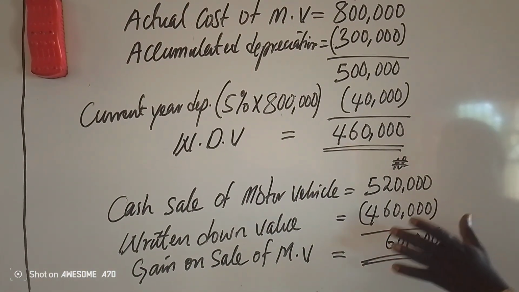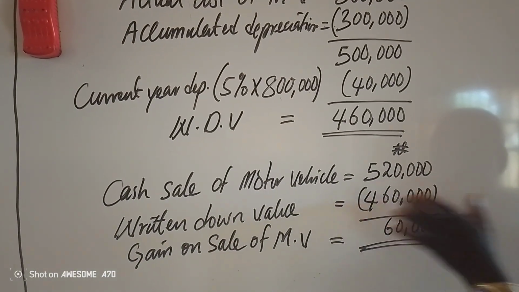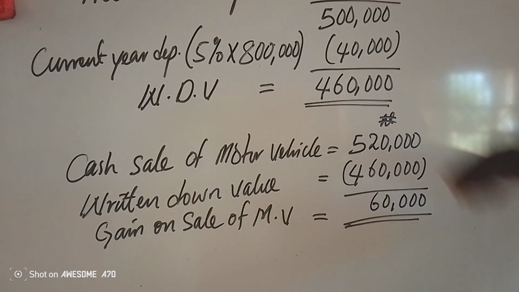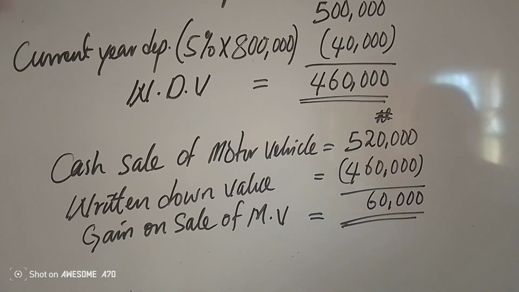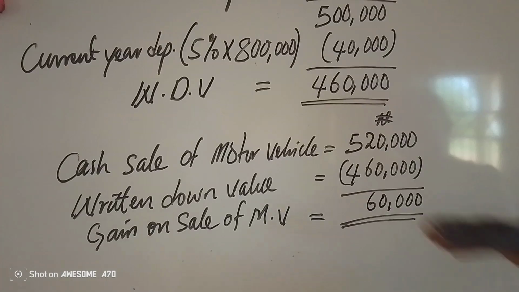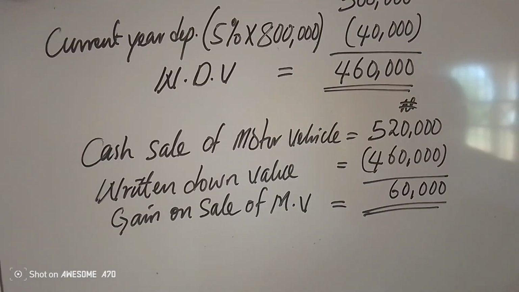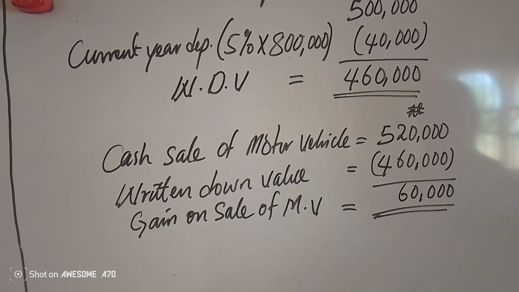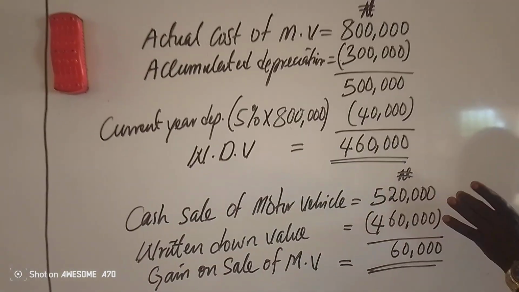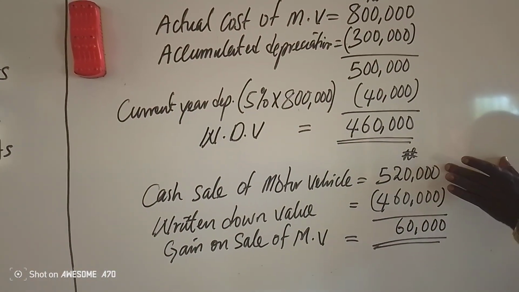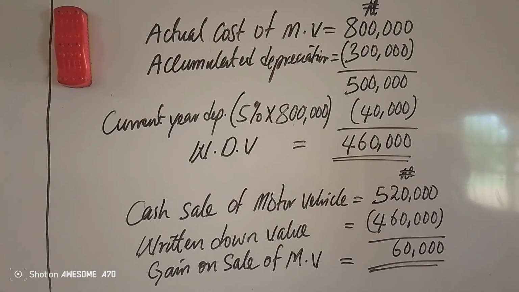Then you discover that if the motor vehicle is sold at 520,000 and its written down value is 460,000, if you deduct the 460 from 520, you get 60,000. So it is clear that if the sales value in this case is more than the written down value of the asset, the business has made a gain of 60,000 on the sale of the asset. The reverse is the case in a situation whereby you deduct the current year depreciation and arrive at a written down value higher than the sales value, then you know that the asset is being sold at a loss.